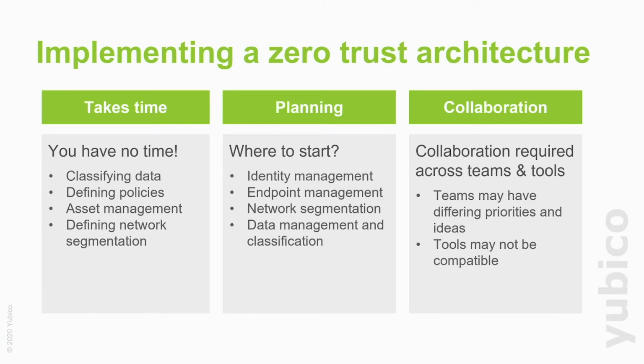So when we talk about implementing zero trust architecture, it's a lot of stuff that you have to do. You have to be able to classify the data, define your policies, do microsegmentation, asset management, and yet there is no time. And that planning takes a fair amount of work. And where do you start? Do you start with identity management, endpoint management, other places? And a lot of times it takes a lot of collaboration across teams that takes a fair amount of time. But right now, you're in the midst of it all.